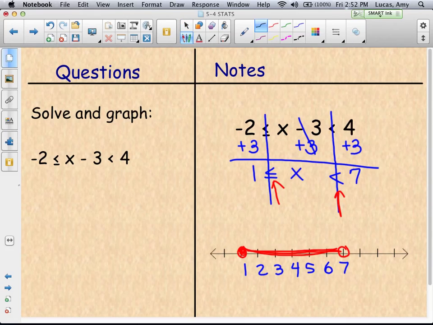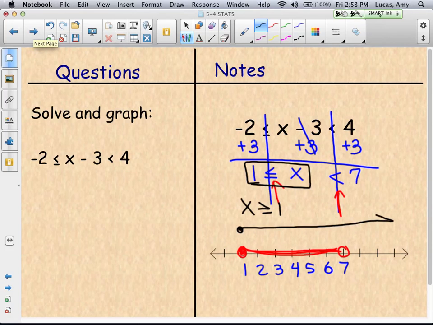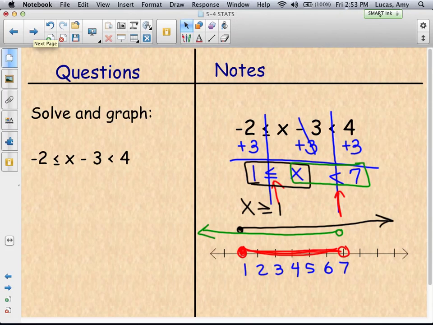Remember that if we look at it separately, this is the same as x is greater than or equal to 1, which would be a closed circle on the 1, and greater than or equal to would be going to the right. The second one, you can see x is less than 7 would be open, and less than goes to the left. So you see how my interval matches where those 2 rays overlap with each other. So you can either separate them and treat them as 2 separate inequalities with the word "and," or you can keep it an interval and graph it as an interval.